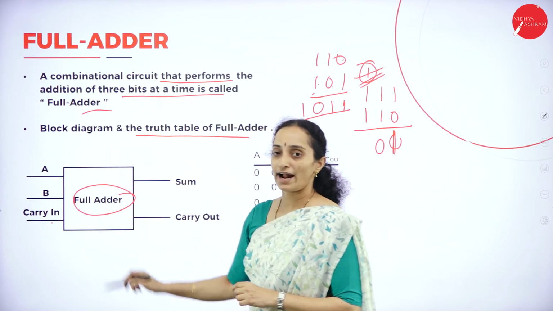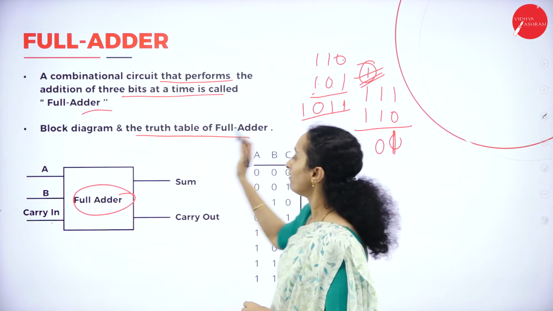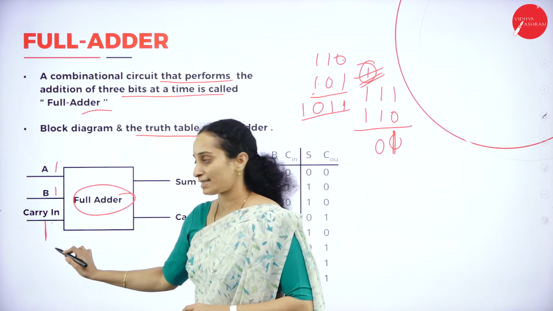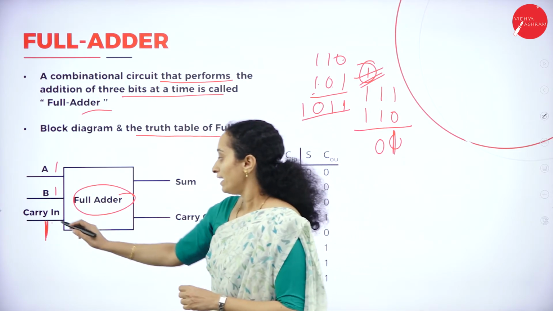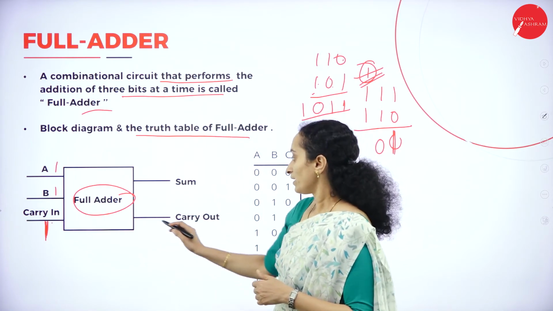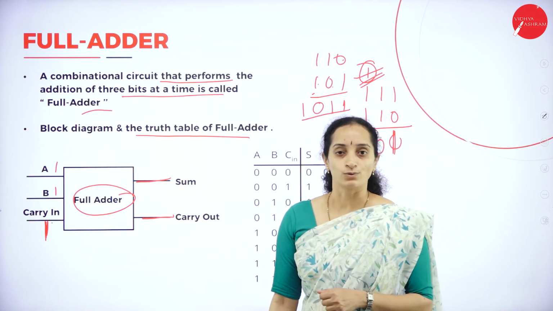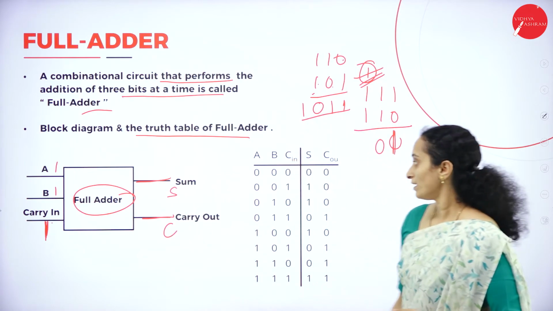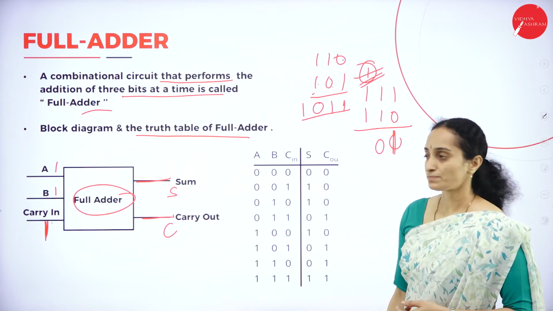We have this full adder with inputs A and B and a carry in. The values A and B, along with the carry from the previous addition, are fed into the carry in input. Then you get the outputs sum and carry out, or simply C and S.